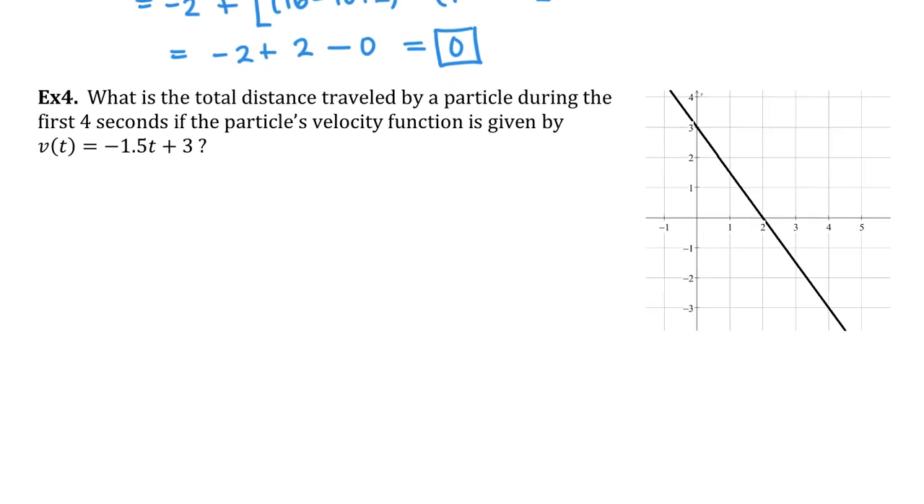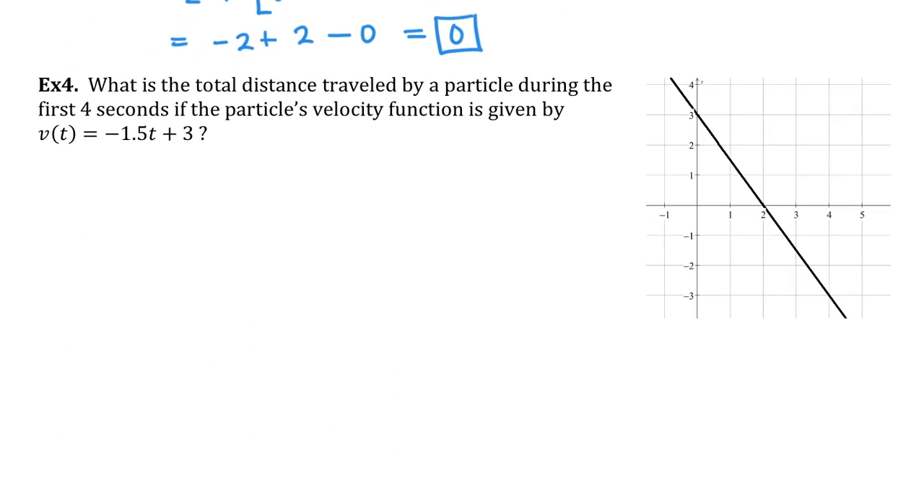Okay, last example. What's the total distance traveled by a particle during the first 4 seconds if the particle's velocity function is given by v of t equals -1.5 t plus 3? I want the total distance, which remember is not the same as displacement. I want to include when they're going away from it and when they're coming towards it. So I want the absolute value of the velocity. This was the first 4 seconds, so from 0 to 4, I want the integral of the absolute value of v of t dt.